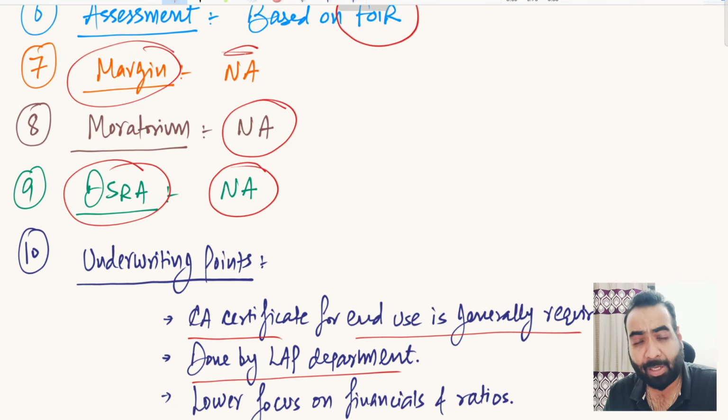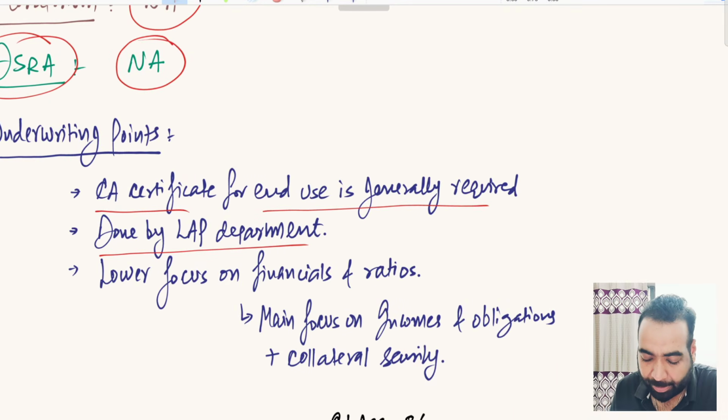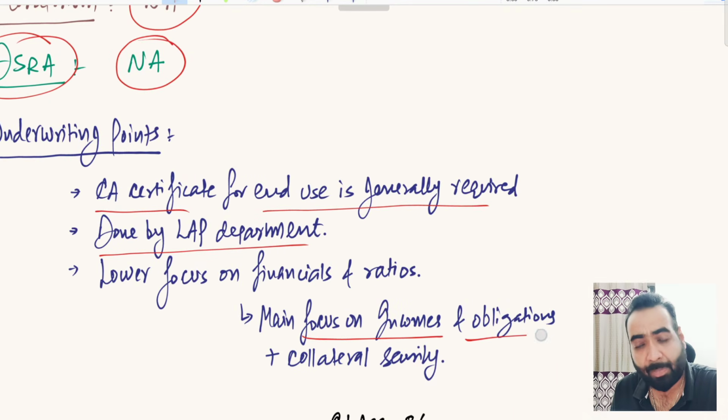In working capital, building term loan, machinery term loan and WCTL, the banks focus very highly on your financial position, on your balance sheet and profit and loss account. But in this product, the focus is on income, your obligations and your collateral security. So lower focus, I'm not saying that there is no focus. I'm saying that lower focus is given to your financial positions and ratios.